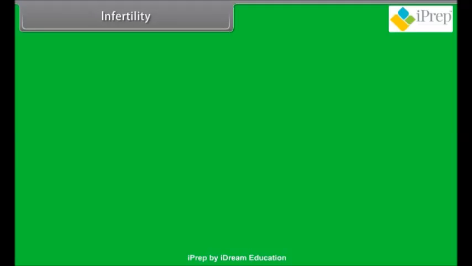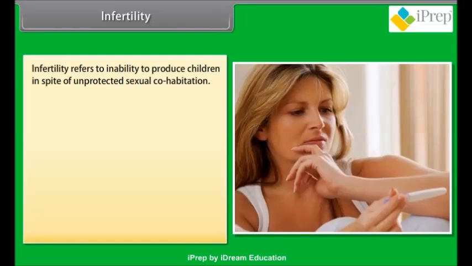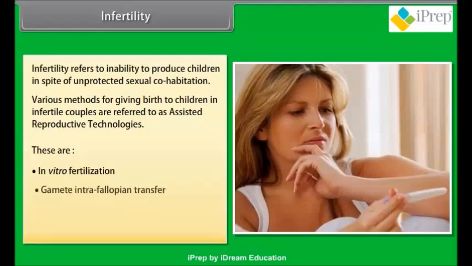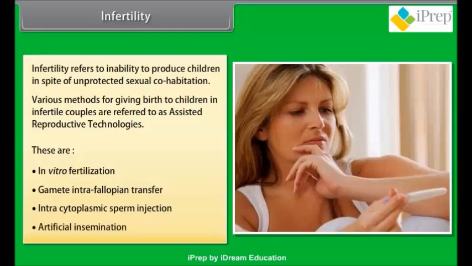Infertility. Infertility refers to inability to produce children in spite of unprotected sexual cohabitation. Various methods for giving birth to children in infertile couples are referred to as assisted reproductive technologies. These are in vitro fertilization, gamete intrafallopian transfer, intracytoplasmic sperm injection, artificial insemination.